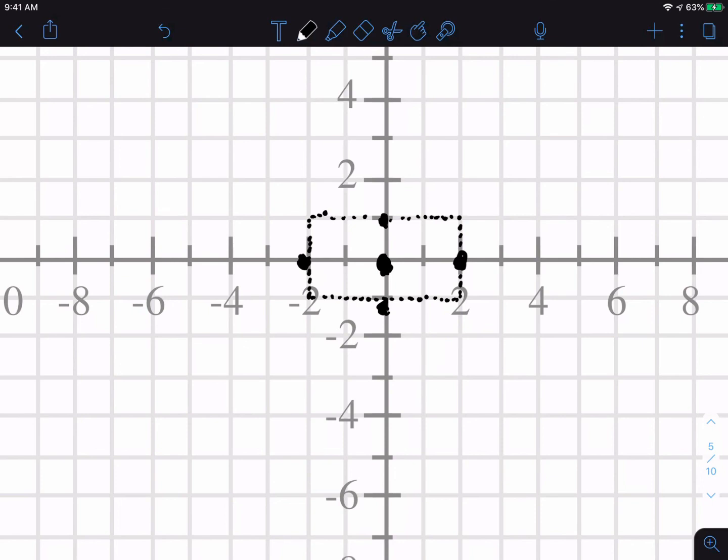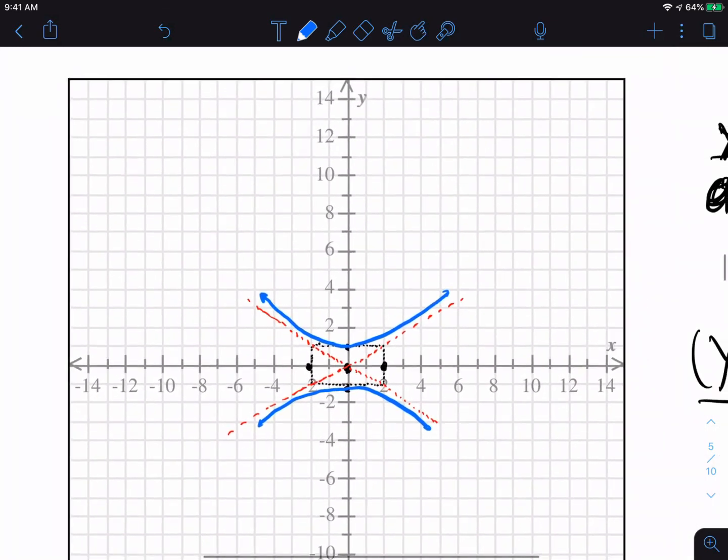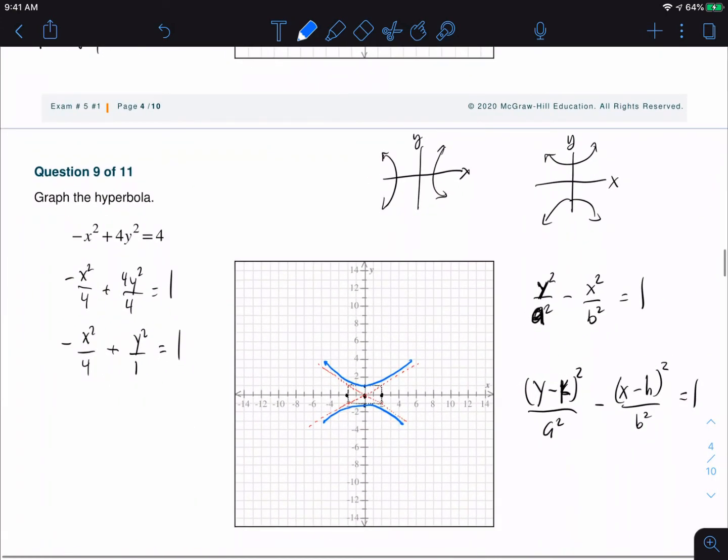But now what I'm going to do is make these asymptotes, right? And these asymptotes are these dotted lines that go this way, right? And this way. And it's just like that. And I told you that it's going to open up and down, right? Since it's going to open up and down, it's going to look like this. And that's what the hyperbola ends up looking like. You okay with that? That one's a little bit of a toughie, right?